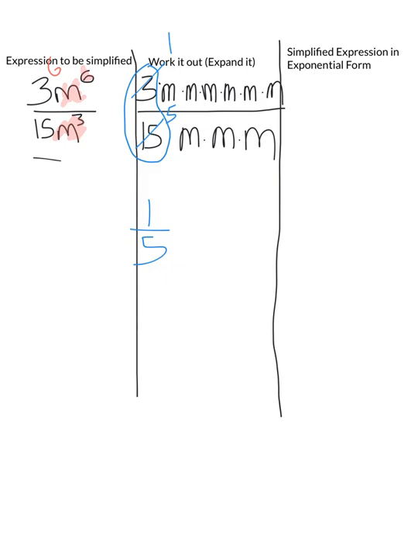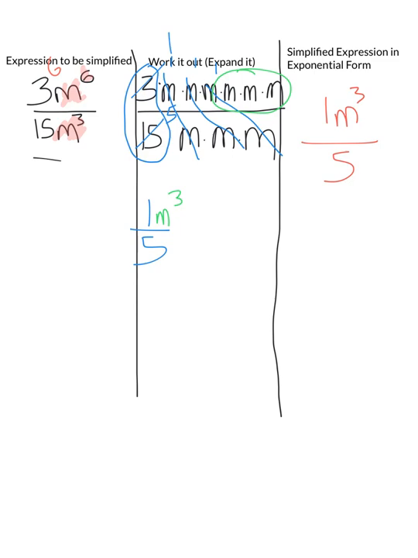Now if we simplify, we can start crossing out m divided by m. If you want to add that 1, you can. m divided by m, m divided by m. Notice we're left with 3 m's in our numerator. If we want to represent that, that's m to the 3rd. So the simplified expression in exponential form would be 1 m to the 3rd over 5.